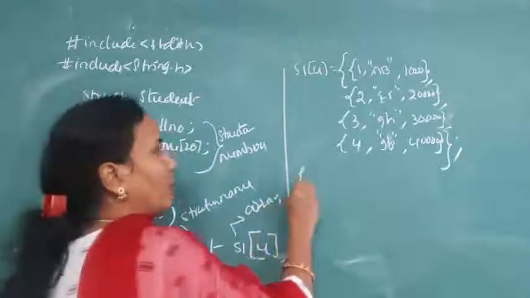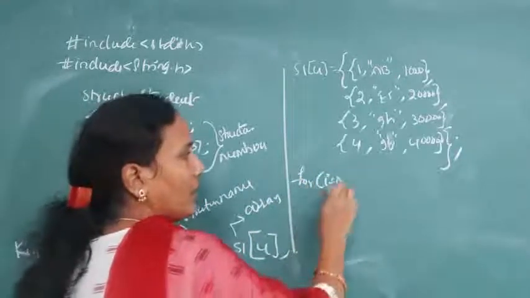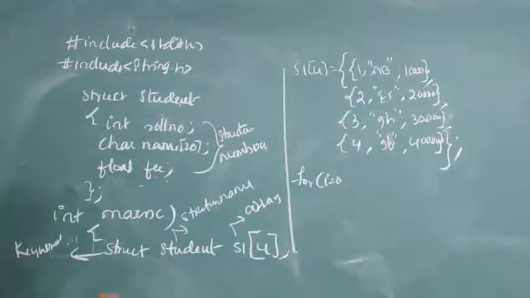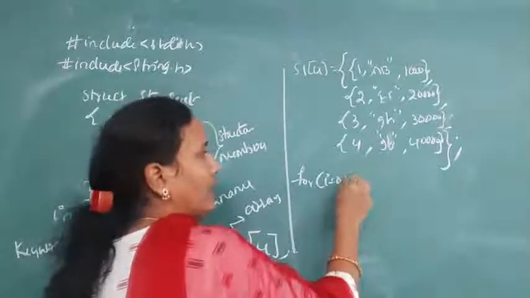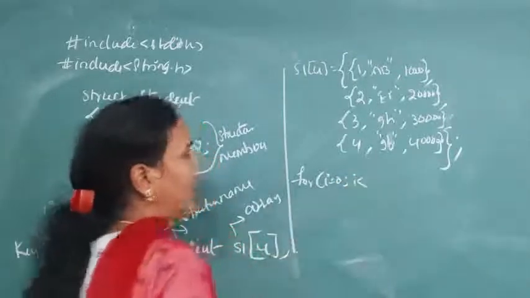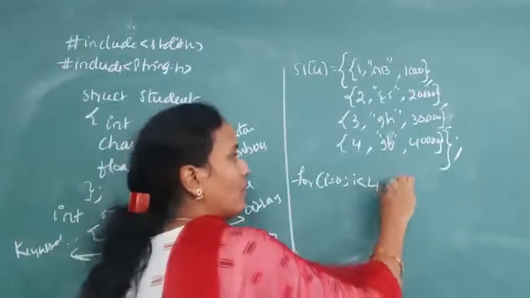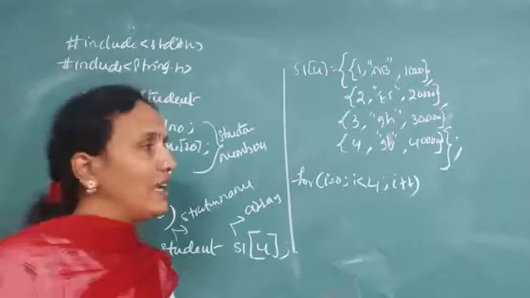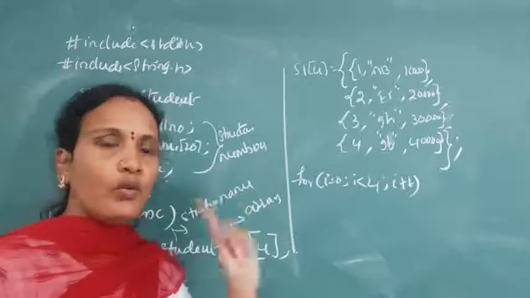Now I want to print all the records which start from 0, I equals to 0. So before this, in the main function you declare int i, because here we are using a for loop. And i less than, how many records we have? 4 records. So i less than 4, i plus plus. Because we have 4 records, array index starts from 0. So that's why I am giving i less than 4.